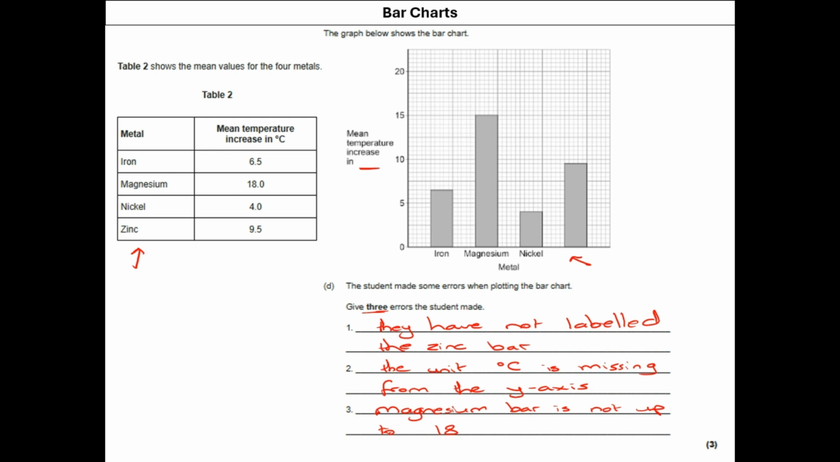So there's some questions just about why you pick certain types of graphs.